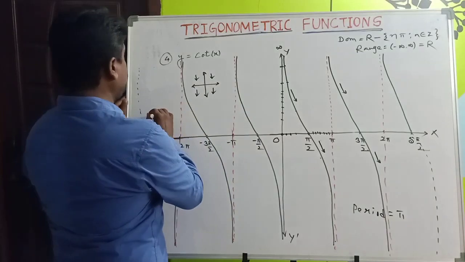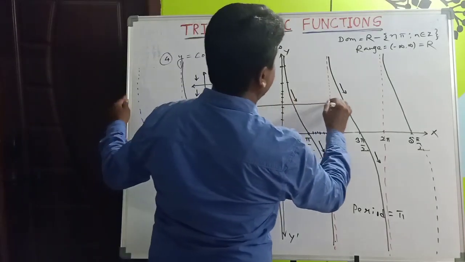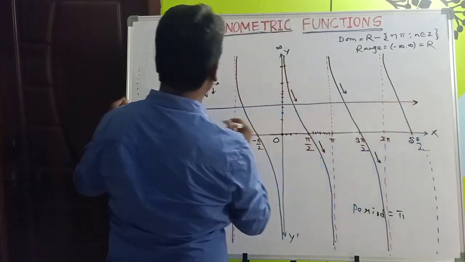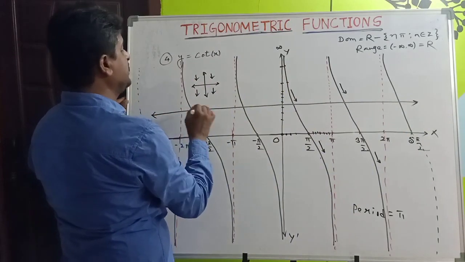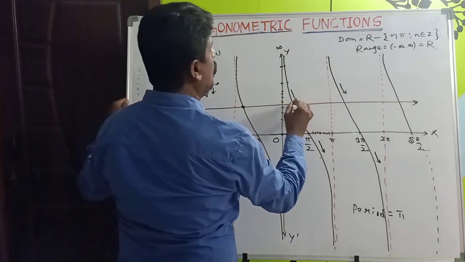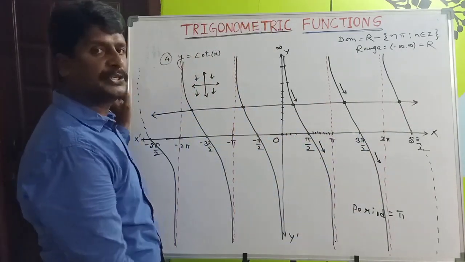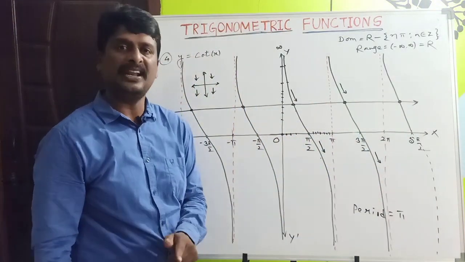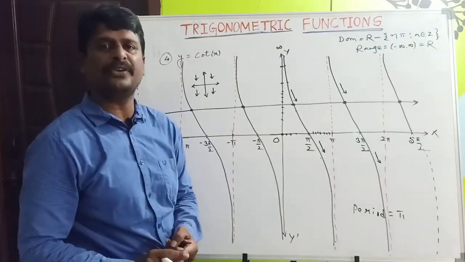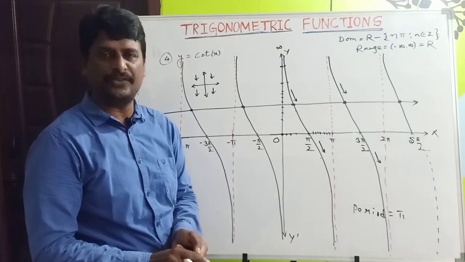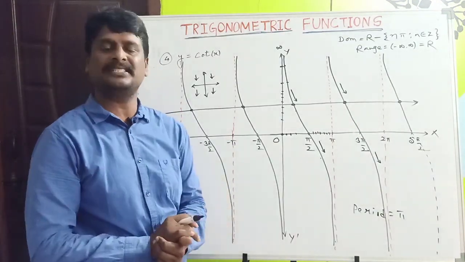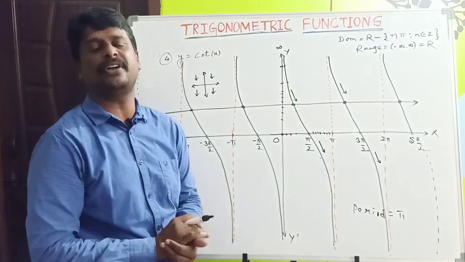And what about its 1-1 nature? If we draw a line parallel to the x-axis, it will intersect the graph in more than one point, so it is not a 1-1 function. So far, sin x, cos x are not 1-1 functions, tan x is not a 1-1 function. Now cot x is also not a 1-1 function.